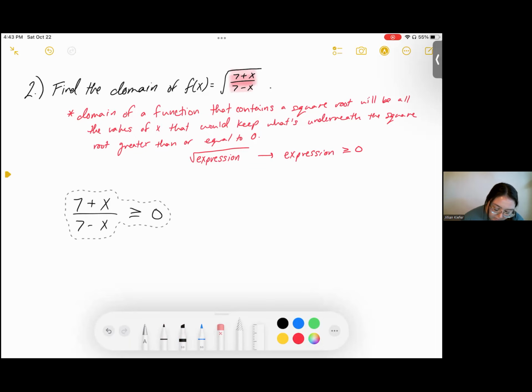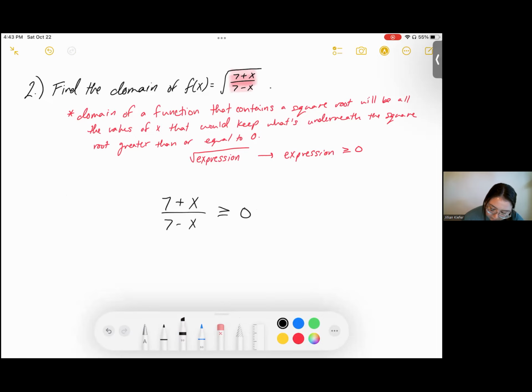So this is what we end up getting here when we figure out what the question is asking for. The question is just asking for the domain, and it seems simple enough, but really it's saying (7 plus x) divided by (7 minus x) greater than or equal to 0. We now have to solve this rational inequality. So the rational inequality problem was kind of buried in a domain question. When you're asked to find the domain of a function that has a square root with a rational function underneath, your rational function has got to be greater than or equal to 0.